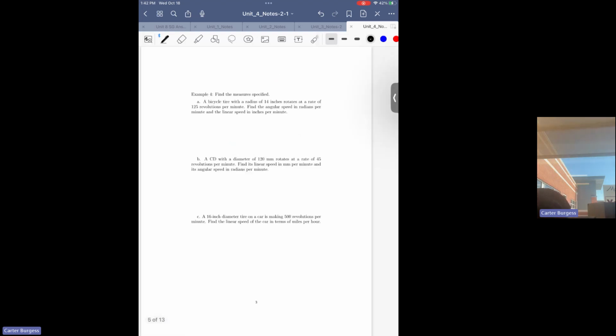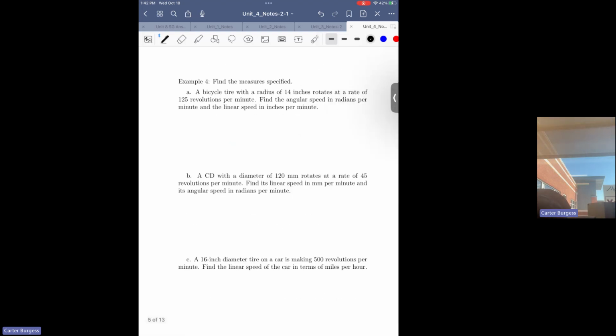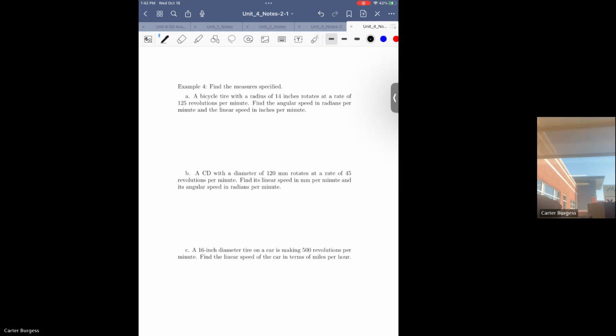All right, so let's take a look at example 4A here. In this case, we have a bicycle tire with a radius of 14 inches rotating at 125 revolutions per minute. Revolutions per minute is just the same as rotations per minute. And we want to find both the angular speed in terms of radians per minute and the linear speed in terms of inches per minute.